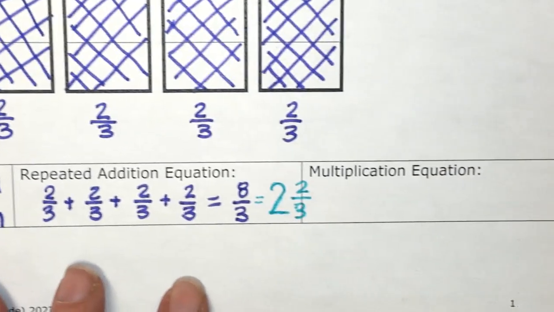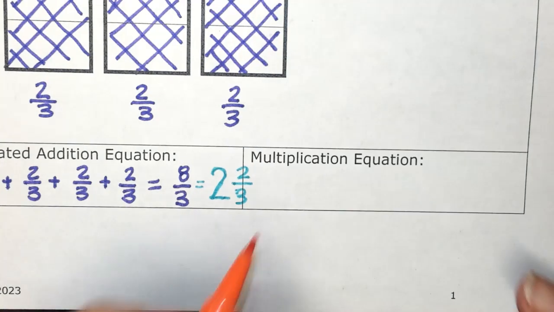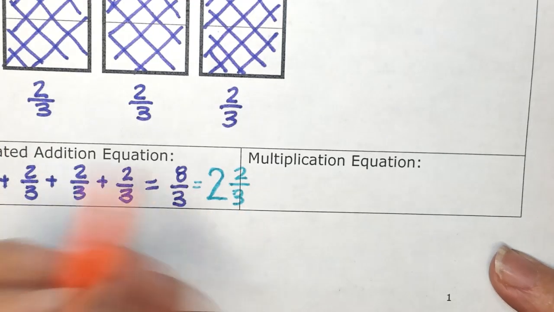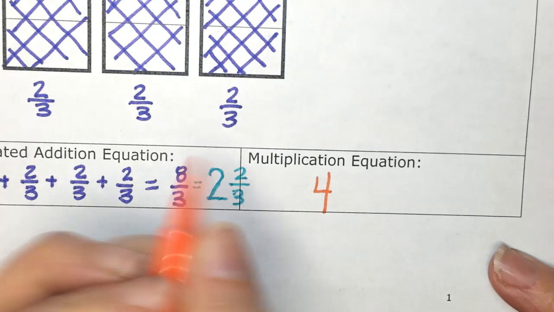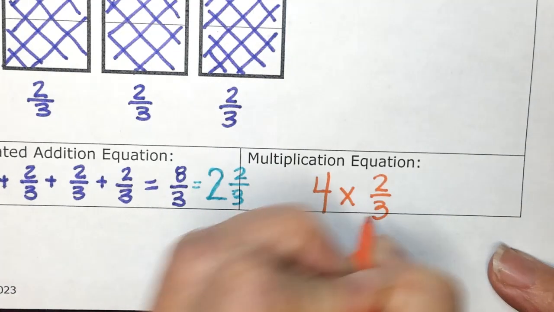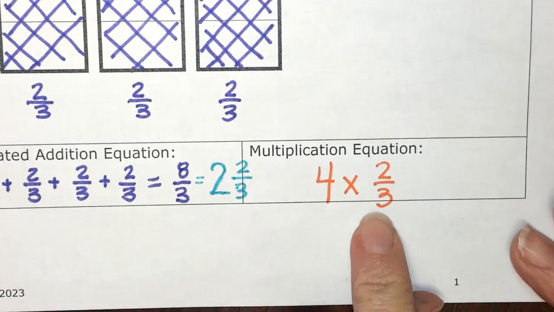Let's look at our multiplication equation. Multiplying fractions is going to be way easier than adding and subtracting fractions. So what we first need to do is think about, if we're talking about multiplying, how many groups do we have? Well, we had 4 boxes of cereal, and we had 2/3 in each. So we're going to take our 4 groups and multiply it by 2/3.